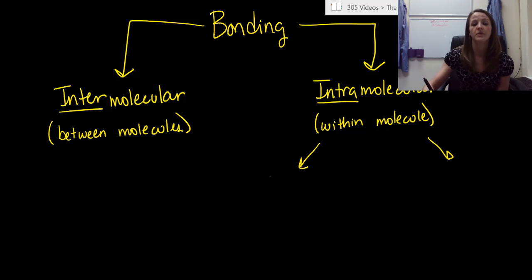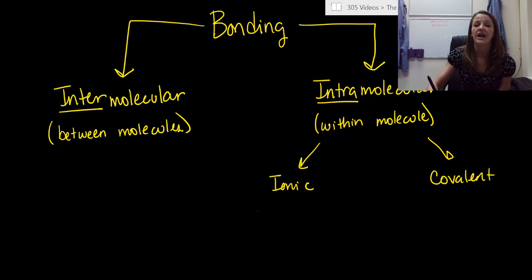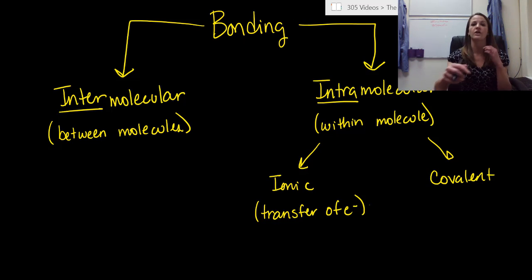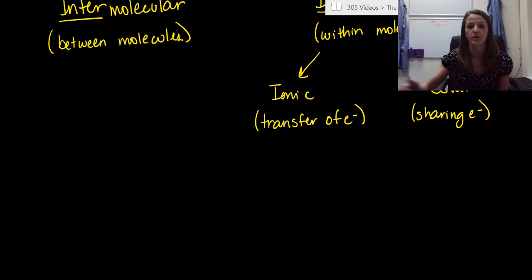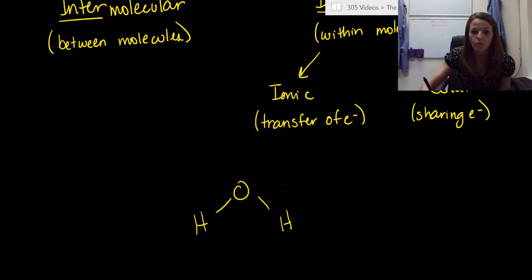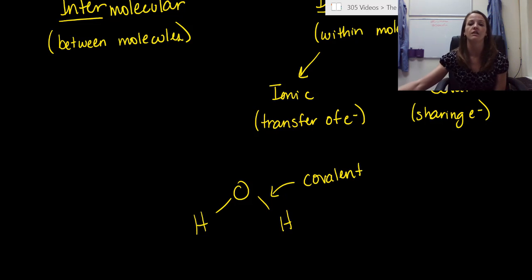For intramolecular bonding, this is where we talk about either ionic or covalent bonding. We know at this point that ionic bonding is our transfer of electrons. One atom is fully donating its electrons to another atom, whereas with covalent bonding, we know that it's going to be sharing electrons. So let me draw something out here before we touch on hydrogen bonding. Hold on, stay with me. Here's our water molecule. Right here, that bond is considered a covalent bond. We are sharing the electrons between the oxygen atom and the hydrogen atom.